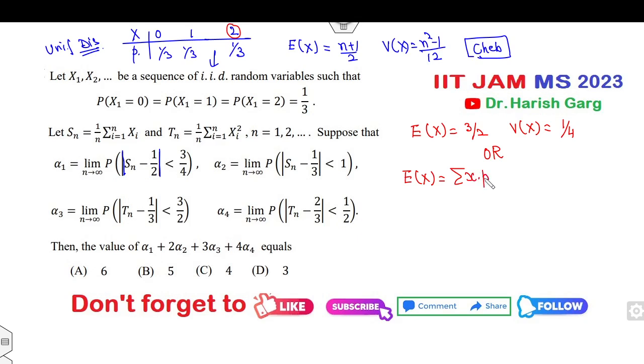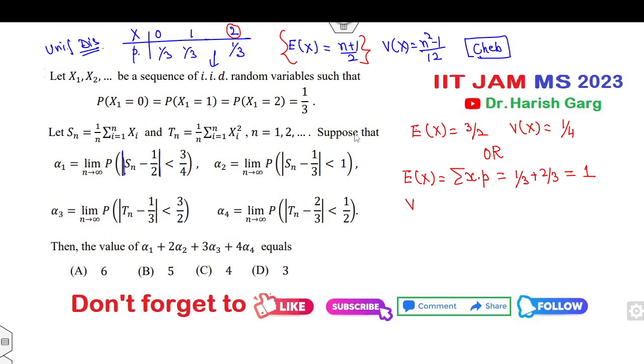x into px. Fine. So 0, 1 over 3, 2 over 3. So 1 over 3, 2 over 3. So that will be 3 over 3 is 1. So now, where is the error? Did I make a mistake somewhere? Mean is x into p. This formula is okay. I will check it. What is the formula for this case? But okay, we can find the variance.